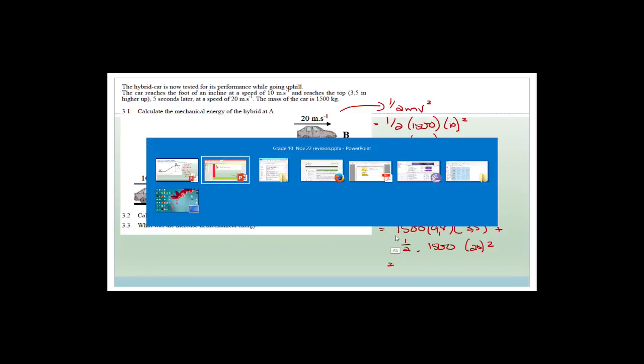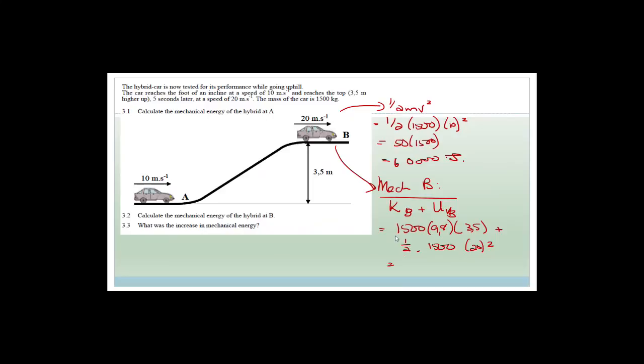Okay, so now we need to pop that in our calculator. Oh dear, I forgot we don't have a calculator up today. The stupid thing stopped working just before I came on air. Okay, so let's do it with a normal calculator. It's 1500 times 9.8 times 3.5, which is 51,450, plus 20 squared times 0.5 times 1500, which is 300,000, which equals 351,450 joules. So that there is the mechanical energy of the hybrid, of the car.